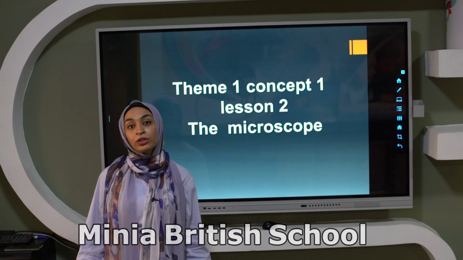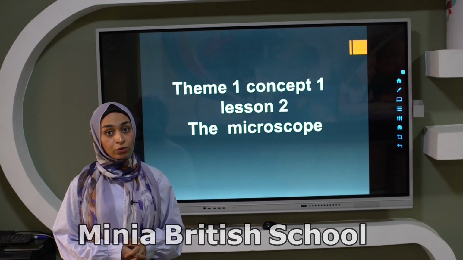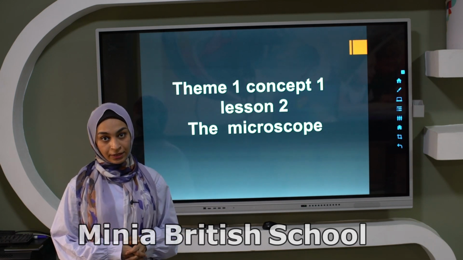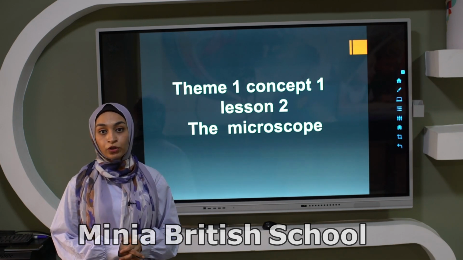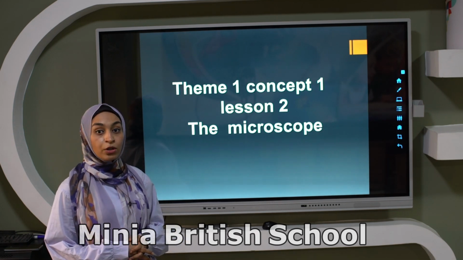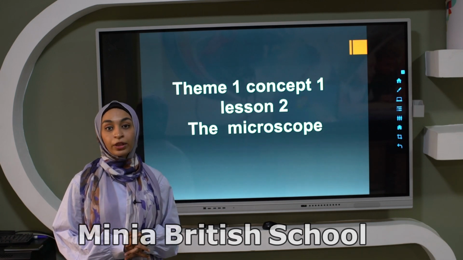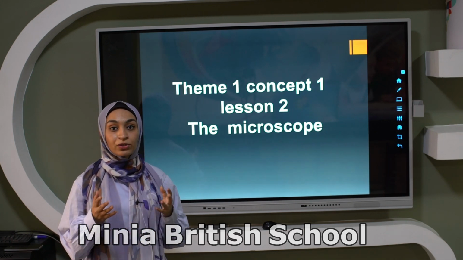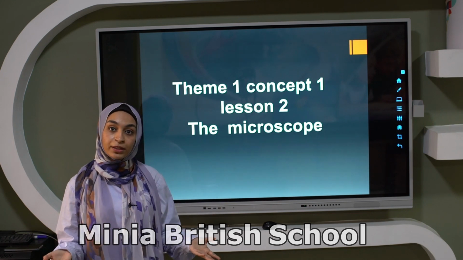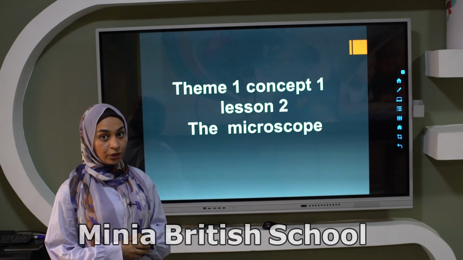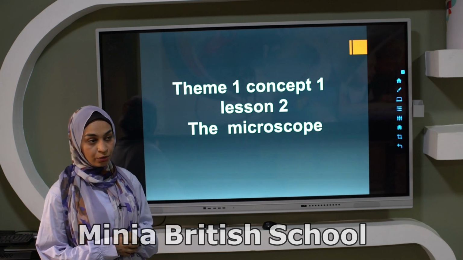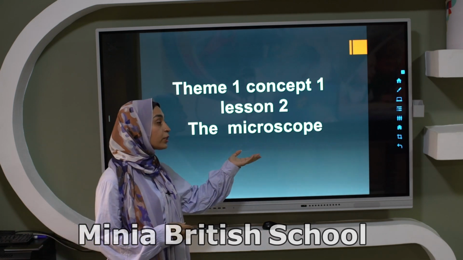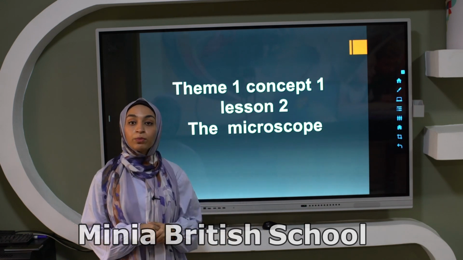In the last week, we started in theme 1, concept 1, lesson 1, the cell as a system. We talked about the cell, the meaning of it, the components, and the function for the cell membrane only. And we said also that the living organisms' bodies consist of many cells which are very tiny particles that we can see by using a special tool which is called the microscope. Today we are going to start in lesson 2, the compound microscope.